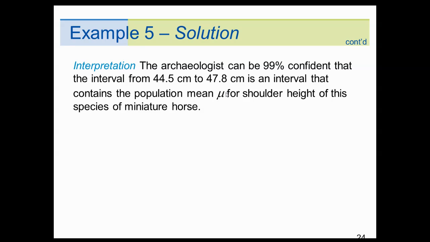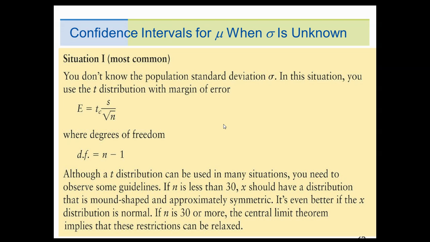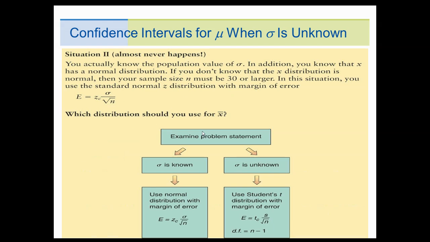Meaning, if I took 100 samples, 99 of them would actually contain the true population mean mu. That's what 99% confident means. All right, so again, this is the error formula. Now we're using t-scores and we're not using sigma, we're using S. That's what's changed. These two things have changed.